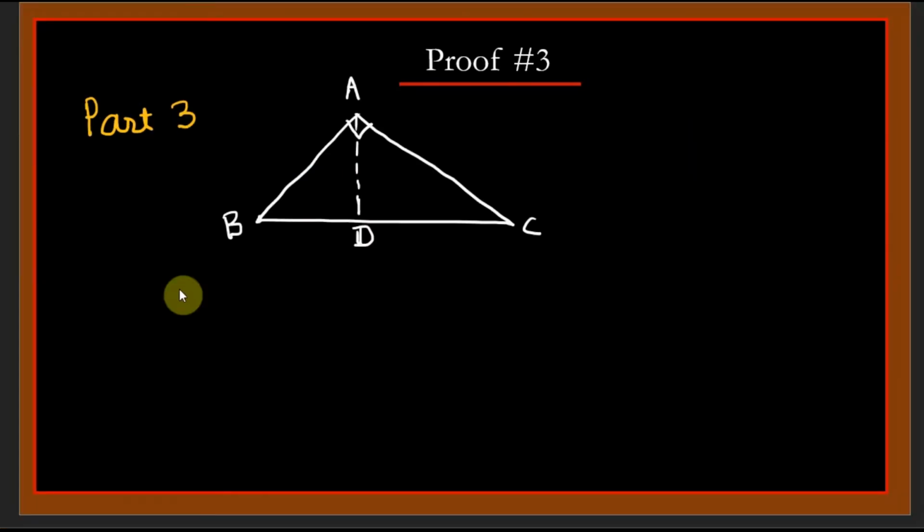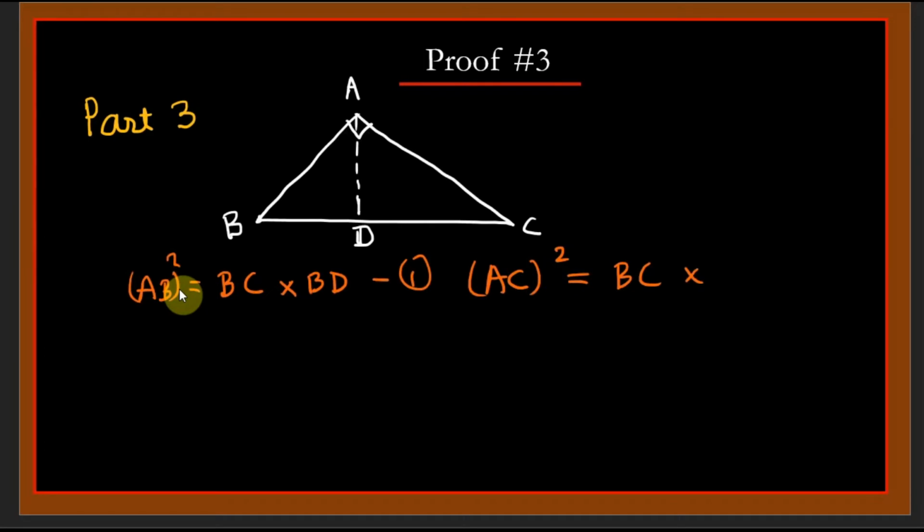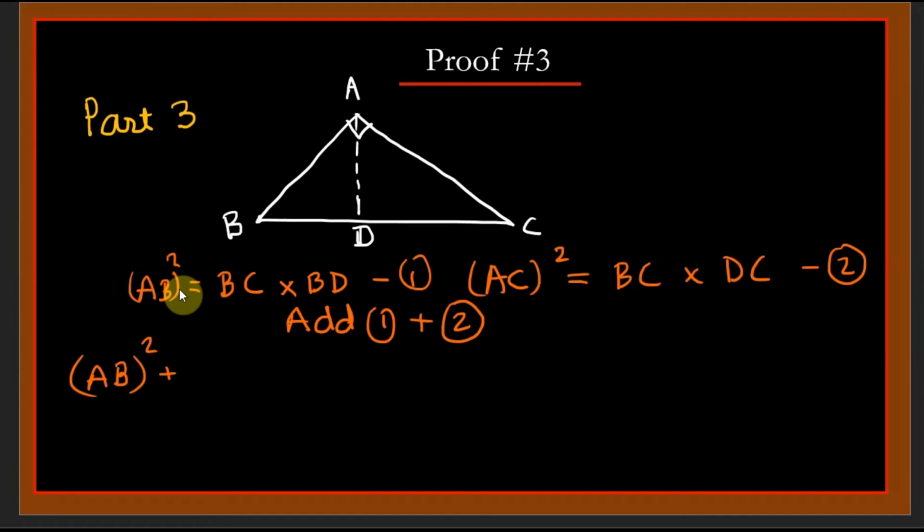In part 3, write the equations we got from part 1 and part 2, which are AB square equals BC multiplied by BD, and AC square equals BC multiplied by DC. Add equations 1 and 2 to get AB square plus AC square equals BC multiplied by BD plus BC multiplied by DC.